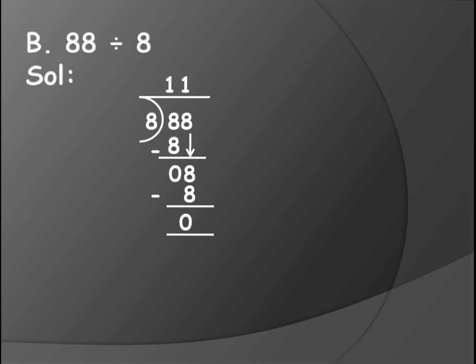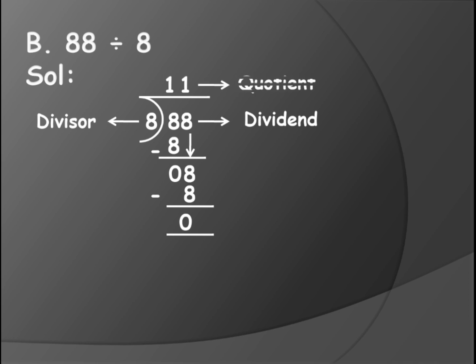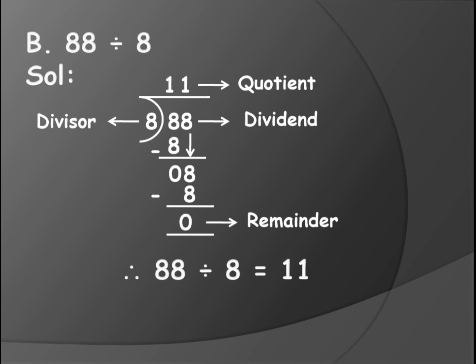So here your divisor is 8, dividend is 88, quotient is 11, remainder is 0. Okay, so whenever we are writing the answer for a question in division, the quotient is the answer, children. Don't forget this. The answer for division sums is the quotient. Okay, so 88 divided by 8 is equal to 11. Now this is your division sentence.